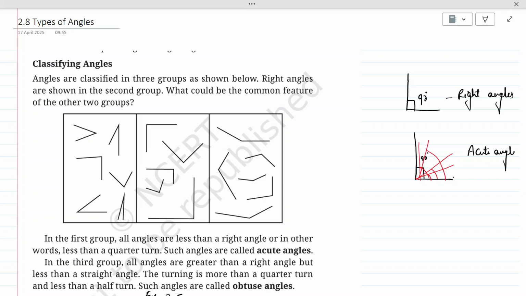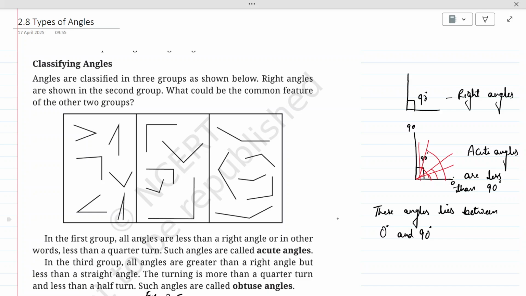Acute angles are less than 90 degrees. That means the angles lie between 0 degrees and 90 degrees. Okay, this is our 0 degree, this is our 90 degree. So all the angles between these, they are called the acute angles, which are less than 90 degrees.